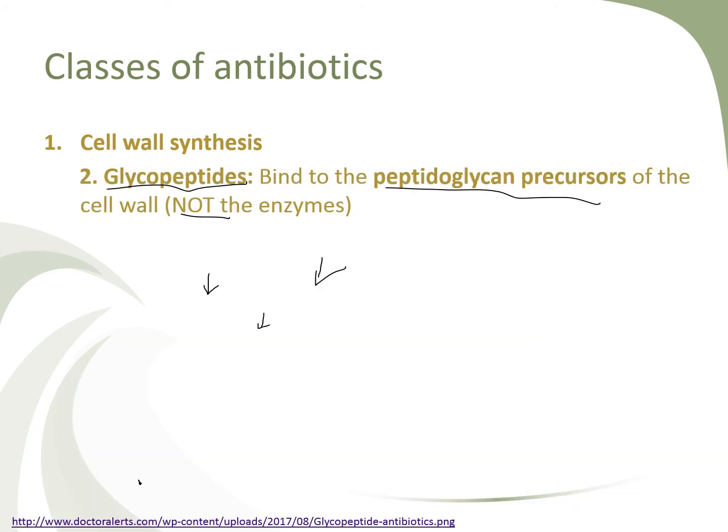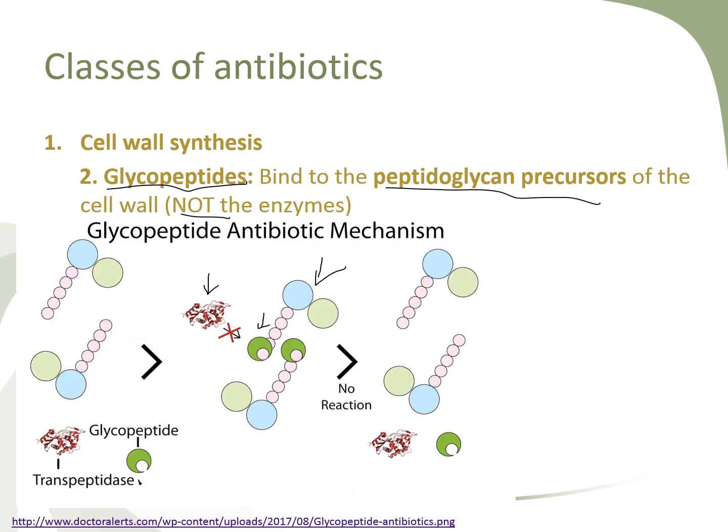Okay, another type of cell wall synthesis antibiotic is the glycopeptides. The difference is that this antibiotic binds to the peptidoglycan precursors and not the enzymes. Okay, so here you can see these are the cell wall precursors, and here is my transpeptidase, the enzyme that is used to bind them. But in this case, my antibiotic, the glycopeptide, binds to the precursor, not to the enzyme. This is the main difference between them and the penicillins. The penicillin binds to the enzyme. This glycopeptide binds to the precursor. This is the main difference.